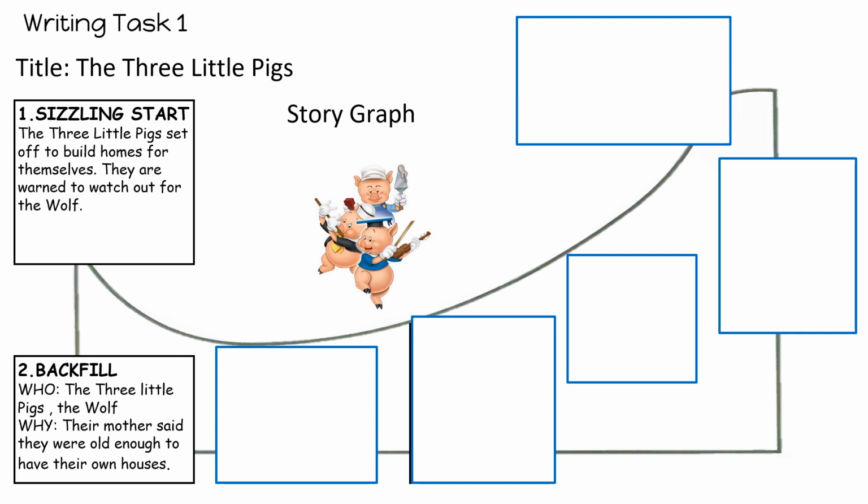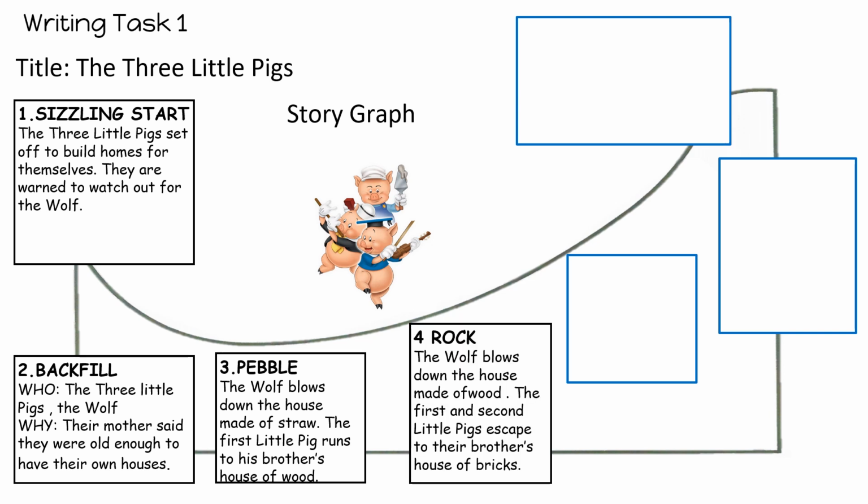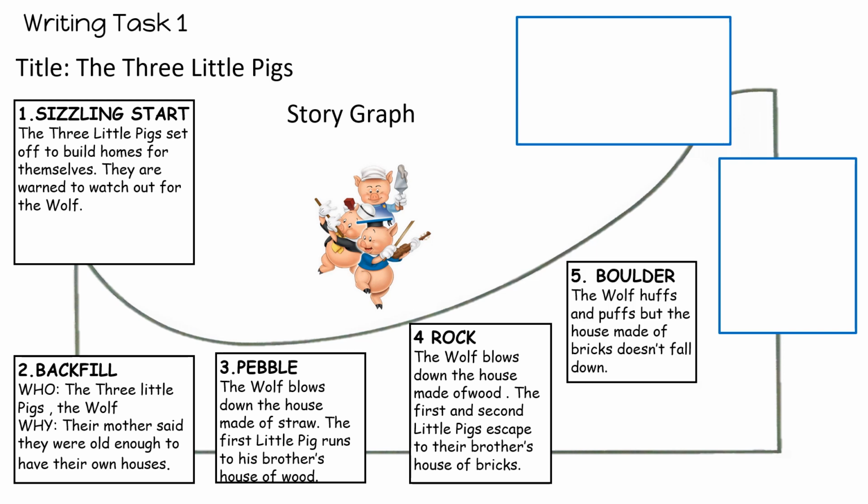The first one we're going to stick down is number 3, the pebble. The wolf blows down the house made of straw. The first little pig runs to his brother's house of wood. Then we're building up to the rock. The wolf blows down the house made of wood, and the first and second little pig escape to their brother's house made of bricks. We're coming up to the boulder. The wolf huffs and puffs but the house of brick doesn't fall down. Then we're coming to our resolution, our exciting ending.